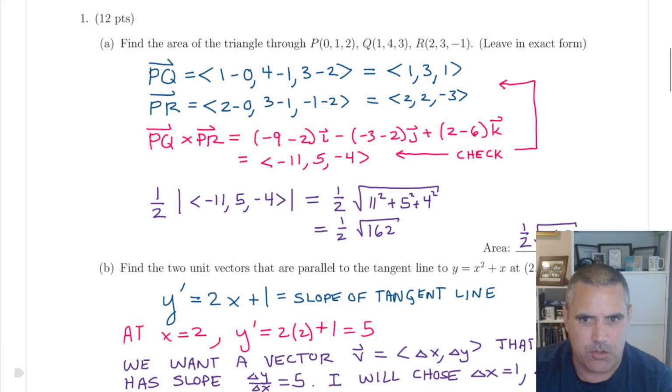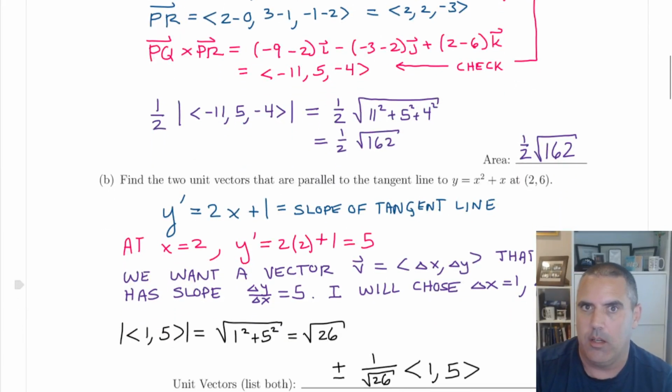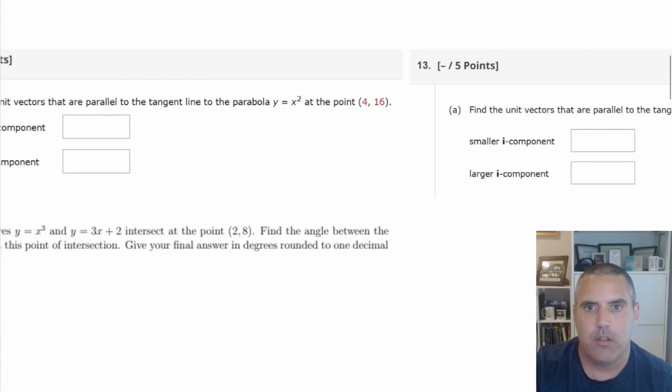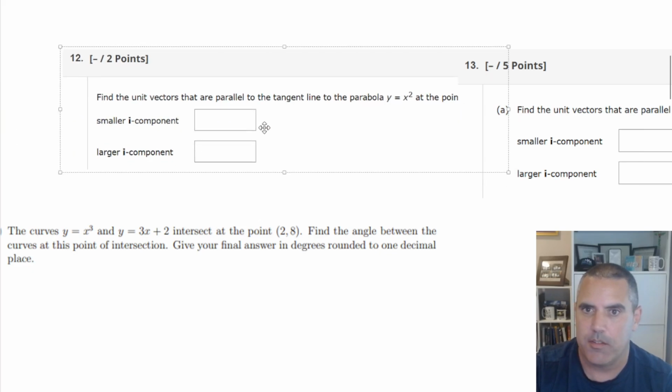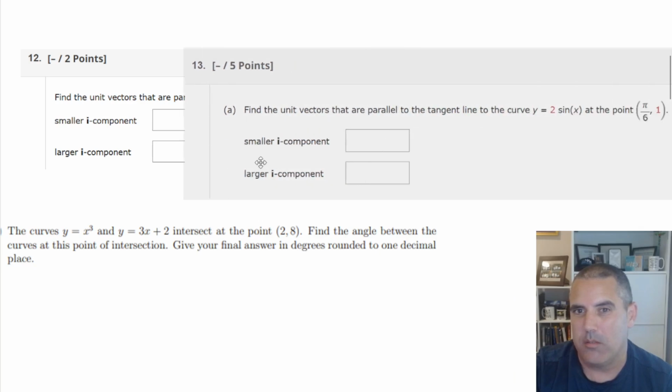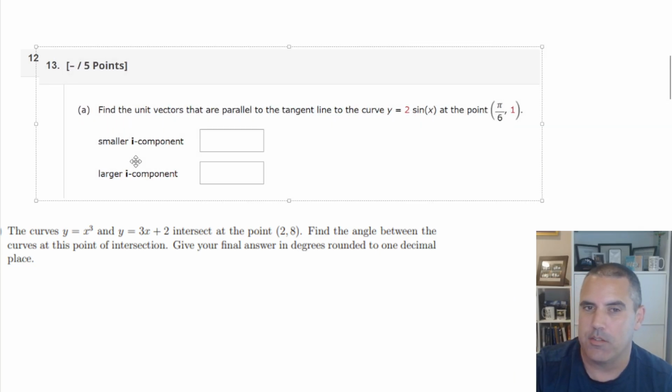This second question did not go as well for students as I had thought. Only about 40% got this completely right. This is an example of something where I looked in the homework and grabbed something directly. The question I looked at in the homework was this one: find the unit vectors that are parallel to the tangent line. Then you had another one, find the unit vectors that are parallel to the tangent line. That was back in 12-2, so I know it's been a little while.